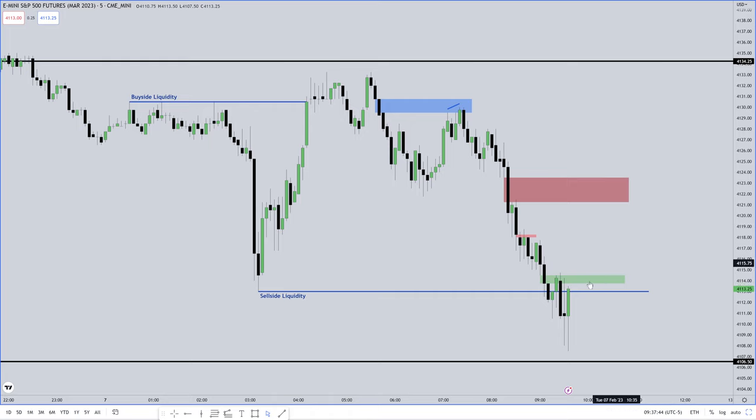Now, if we get above this fair value gap, after this, and touch that support, I think we could potentially run up into here. I still would have favored that 4106.50 hitting first, though.